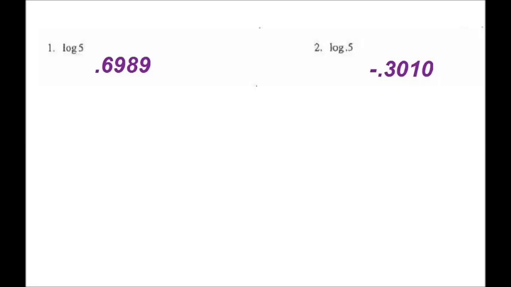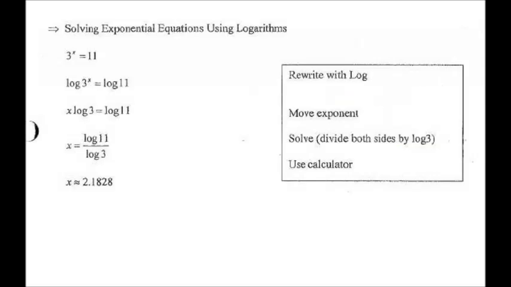So finding log 5, if you punched in log 5, enter, it should tell you 0.6989. Log 0.5 is negative 0.3010. If you're noticing the pattern, anytime it's a decimal, it's going to be a negative. But you just punch it straight in your calculator to get the value.